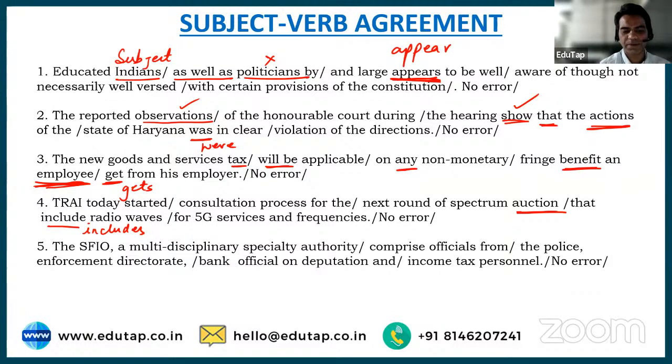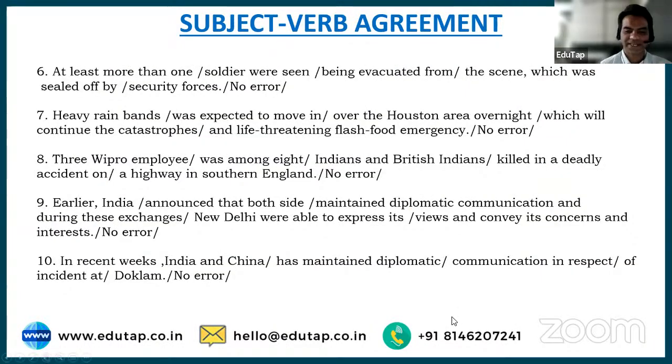The SFIO, a multidisciplinary specialty authority. When we are talking about authority, singular. So the SFIO, that is singular, which is a specialty authority. So the SFIO comprises officials from the police, the enforcement directorate, bank official on deputation, and income tax personnel. Very good, Chitanshu. Subject is singular, so it should be singular verb. And so we have to use "comprises." Very well done, guys. Let's move on to next questions, guys.